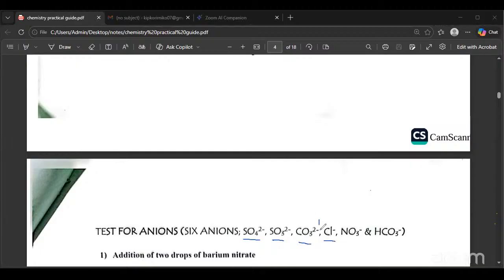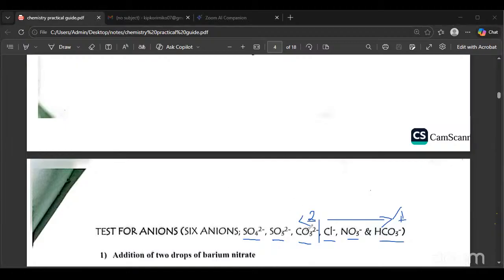So these are the radicals with 2. These are the radicals with a valency of 1, or oxidation number 1. Then these ones come like this, with 2. That one is very important. Very important. Don't forget that one. So we have chlorides, nitrates, and hydrogen carbonates.